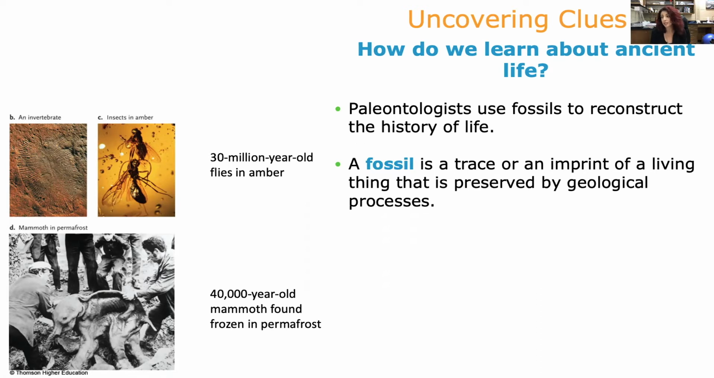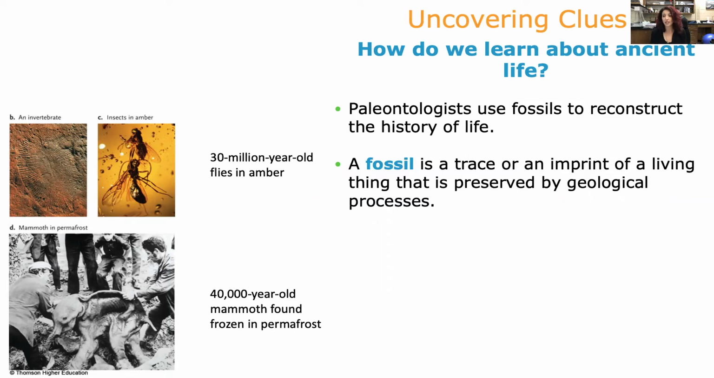A fossil is simply a trace or an imprint of a living thing or their body, in the case of shells and things like that, that is preserved by geological processes. These geological processes usually require very quick burial in a place that doesn't have a lot of oxygen. That way the body fossil or the trace can be quickly preserved and not disturbed after deposition. That's very important. So this is how we get things like 30-million-year-old flies that are encased in amber.